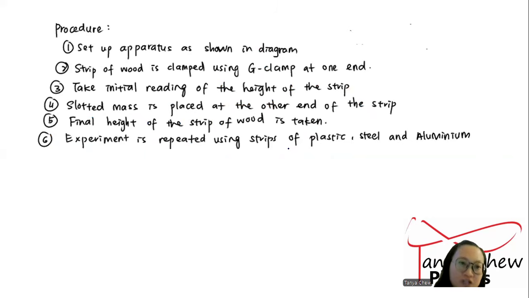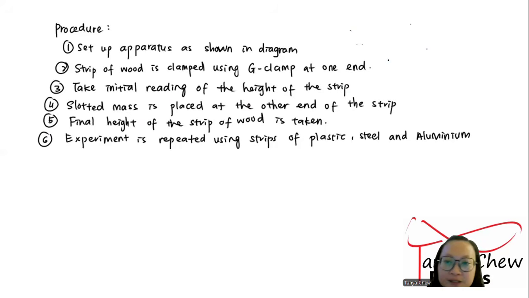Right, so the procedure, I say set out the apparatus as shown in the diagram. The strip of wood is clamped by using the G clamp at one end so that it's secure, right? It is secure, not moving. And you take the initial reading of the height of the strip by using the meter rule. And slotted mass is placed at the other end of the strip, right? So the strip will bend, so the final height of the strip is taken. Then you can measure the bending distance.